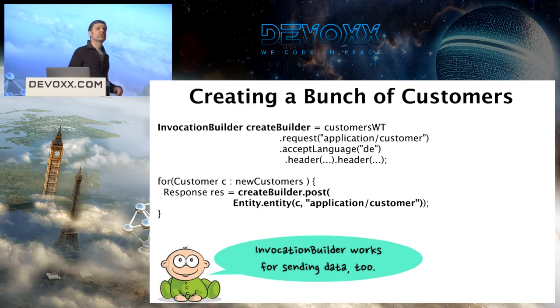This also works with sending data, and there it's probably much more interesting because calling the post method is more costly than the get methods because we supply the data to be sent. So you can do the same, just create a builder, and then when you invoke the invocation builder in the loop, you supply the entity with the post invocation.